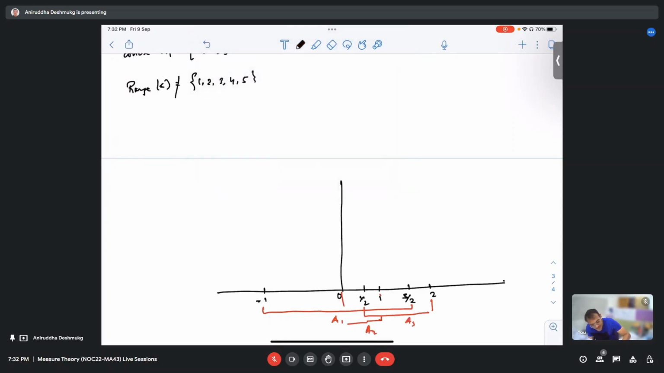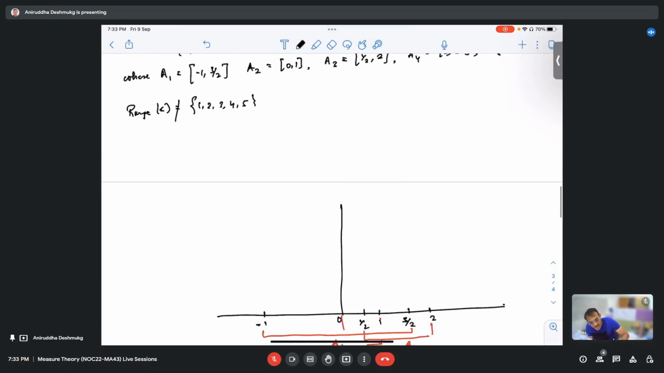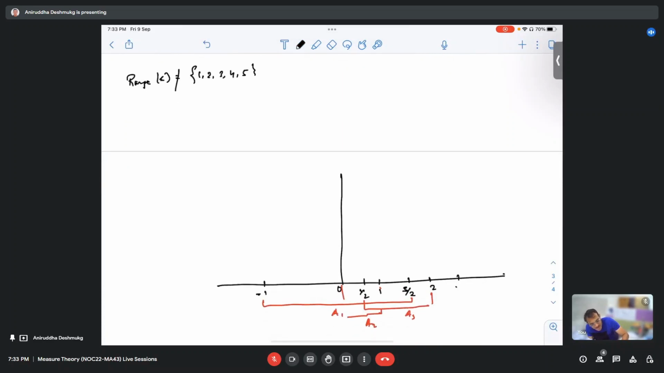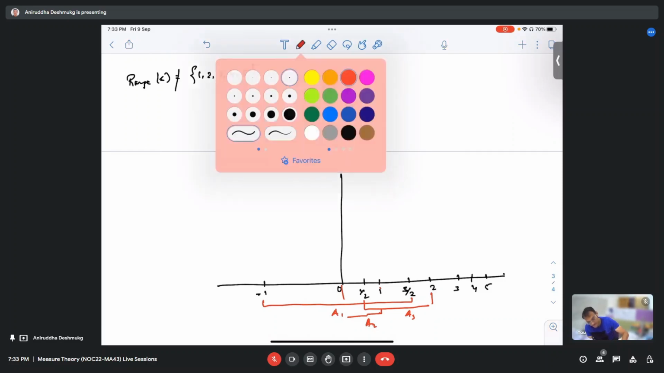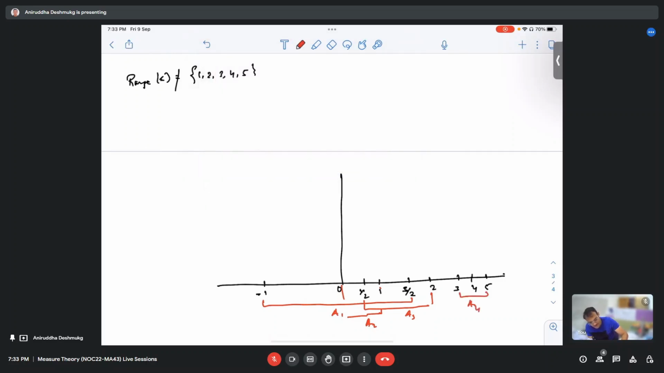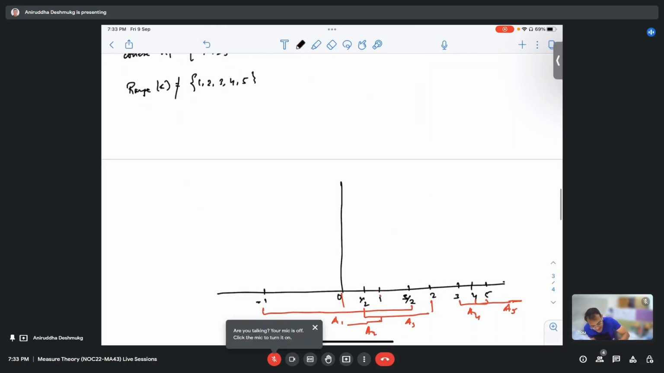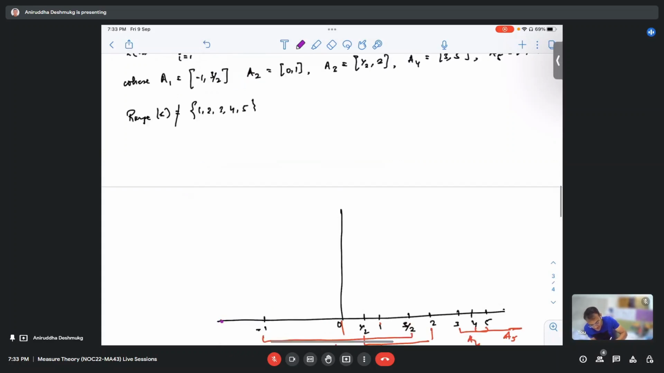And then what is next? 3 to 5 and 4 to infinity. So this one is A4, and from this onwards we have A5. This is an infinite interval. Now let us look at a point less than minus 1, somewhere here. What is the value of S here before minus 1?